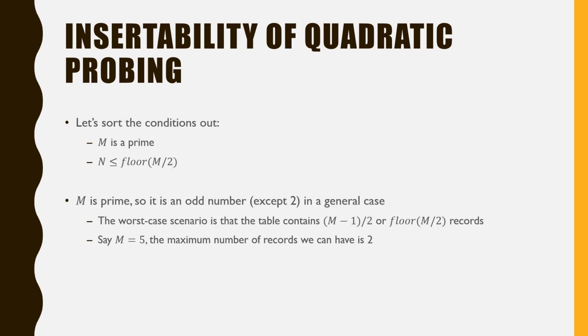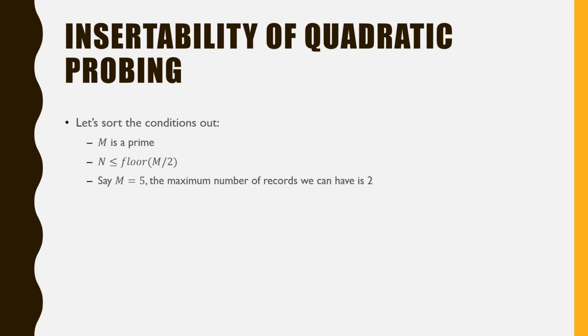Okay, let's first clarify the notations and sort out the conditions for the theorem. We will use M as the size of the hash table and N as the number of records in the hash table. Since the hash table is at least half empty, we know that N is less than or equal to the floor of M over 2. For example, if the hash table has a size of 5, the maximum number of records it can contain is 2.